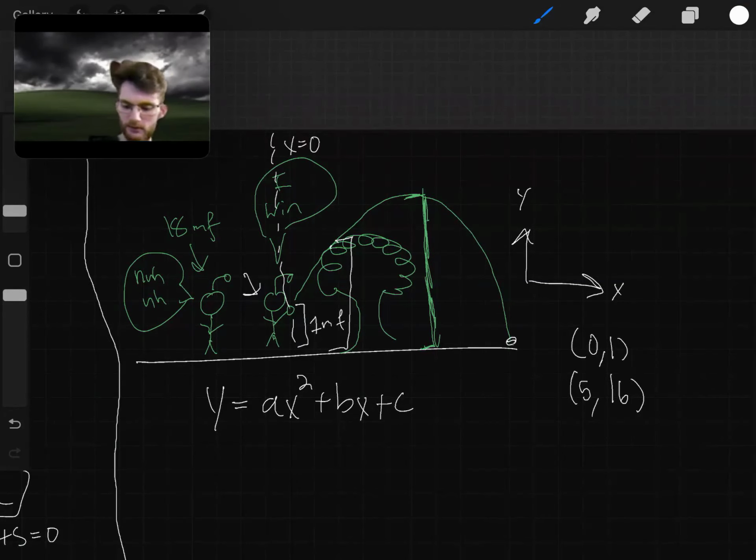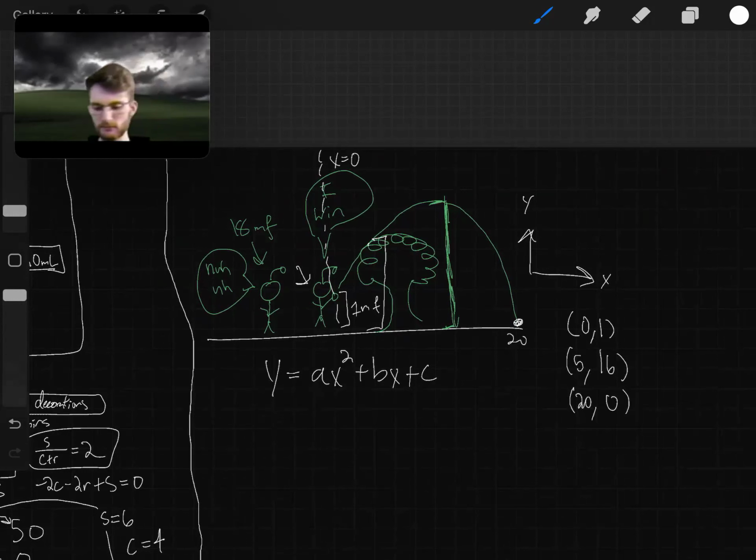Now for a final data point, the ball hits the ground 20 merflops away. So our final data point is 20 merflops away. It reaches the ground at 0 merflops. So the question is, did this Zobarian exceed 18 merflops at its highest peak?